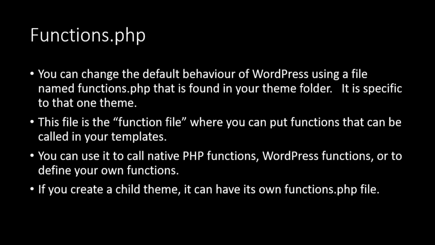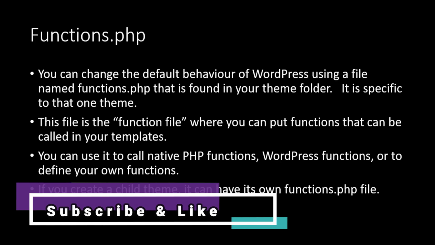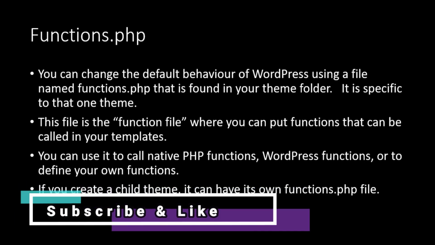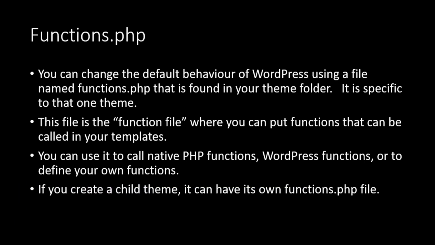In this video, we're going to have a quick look at the Functions.php file. What is it, where is it, and how you can edit it. You can change the default behavior of WordPress using this file. It's found in your themes folder.